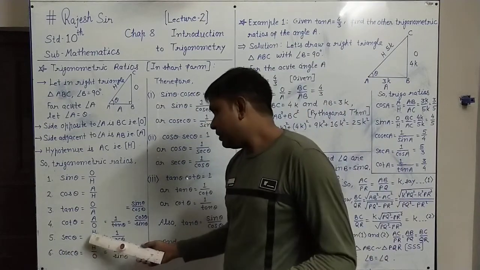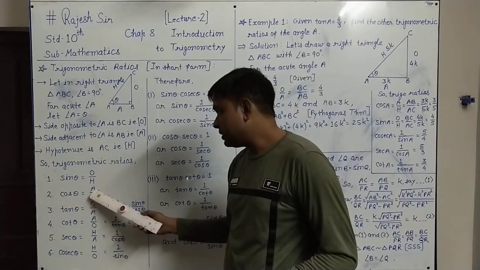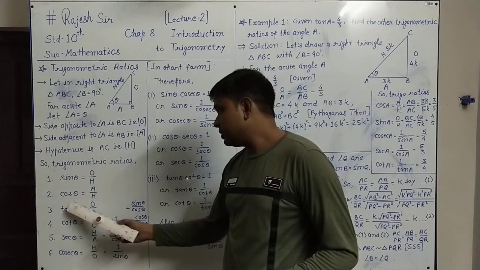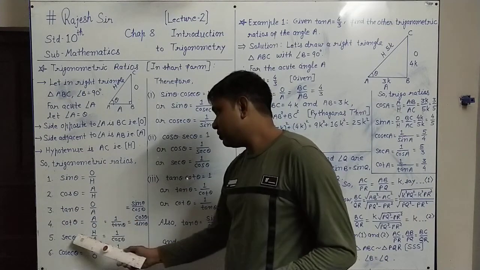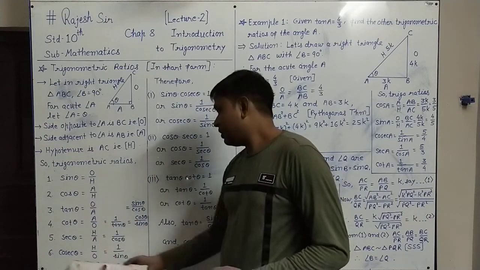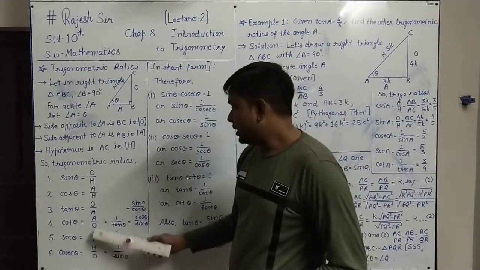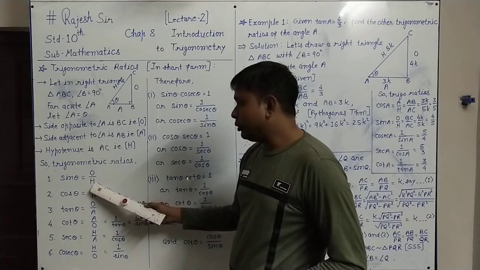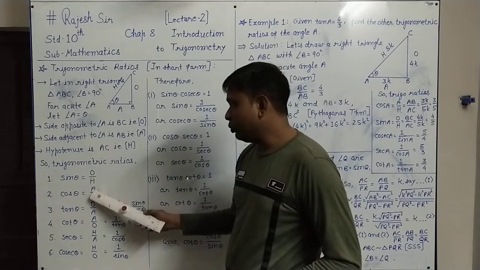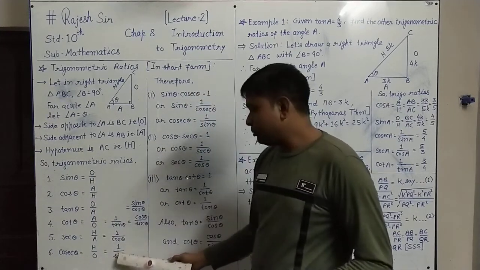Sec theta is H upon A. That is, it is the inverse of cos theta, that is 1 upon cos theta. Cosec theta is H upon O, means hypotenuse upon opposite. And sin theta is O upon H, that is opposite upon hypotenuse. So it is the inverse. So cosec theta is 1 upon sin theta.